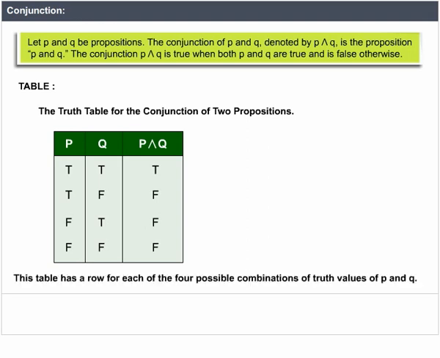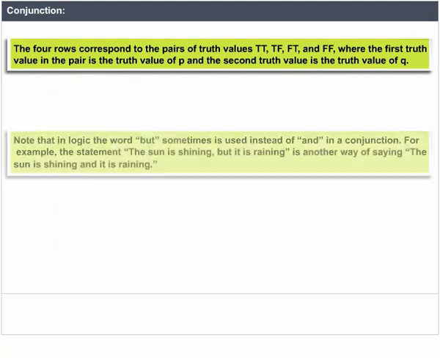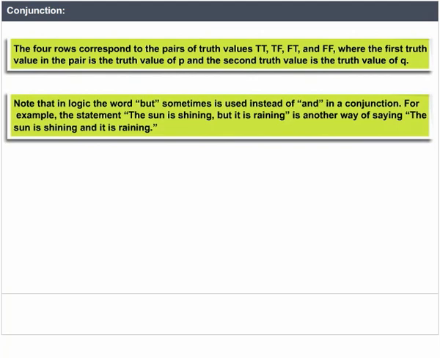This table has a row for each of the four possible combinations of truth values of P and Q. The four rows correspond to the pairs of truth values T, T, T, F, F, T, F, F, where the first truth value in the pair is the truth value of P and the second truth value is the truth value of Q. Note that in logic, the word but sometimes is used instead of and in a conjunction. For example, the statement, the sun is shining but it is raining, is another way of saying, the sun is shining and it is raining.